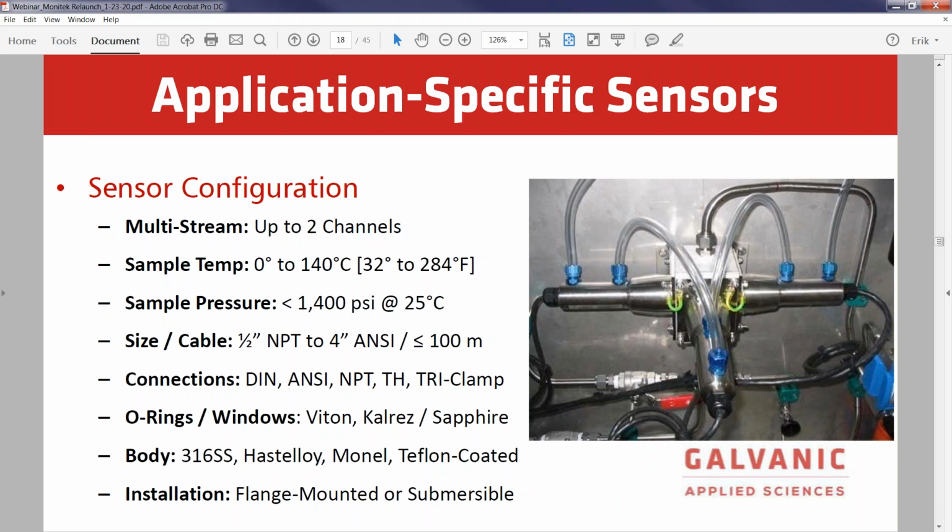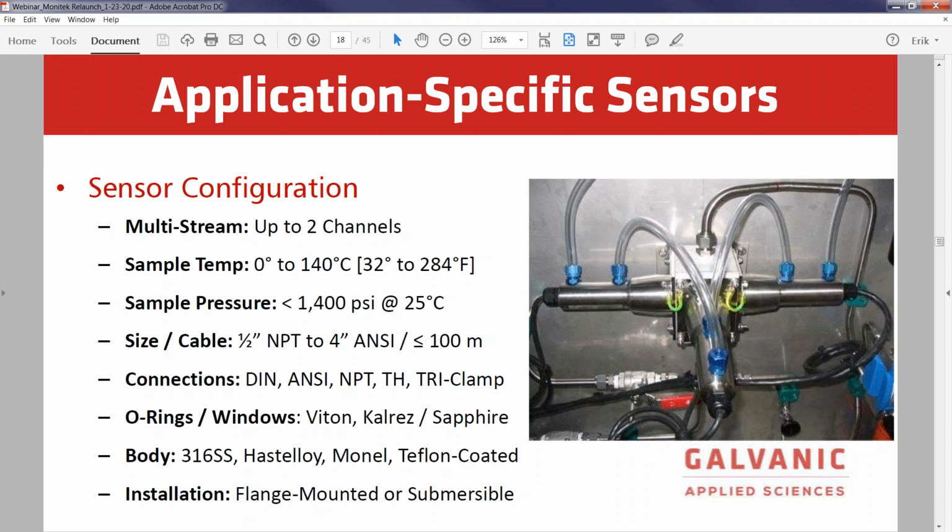If it goes into a Div 1 or Div 2 area, we are only certified right at the moment to 1400 psi, which works out well because this application is again in the NGL method for Saybolt color that we do, and those are typically between 800 and 1100.